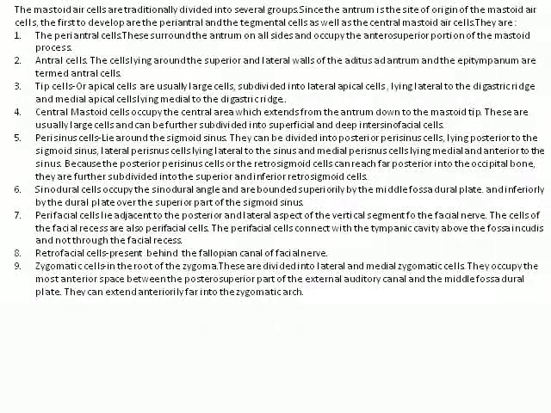9. Zygomatic cells in the root of the zygoma. They are divided into lateral and medial zygomatic cells, which occupy the most anterior space between the posterior superior part of the external auditory canal and the middle fossa dural plate. These zygomatic cells can extend anteriorly far into the zygomatic arch.